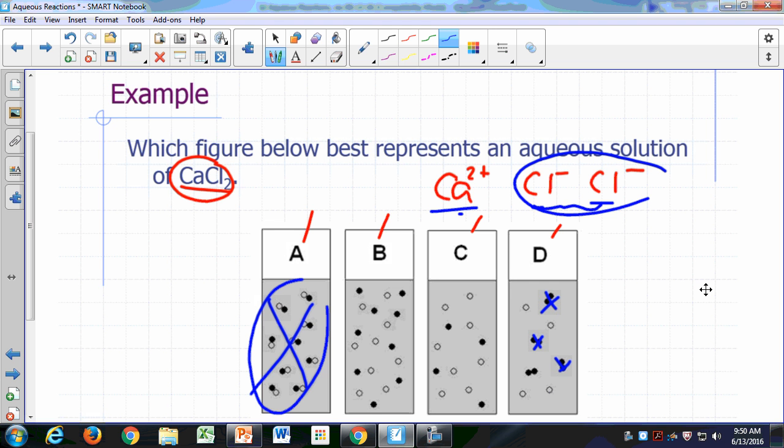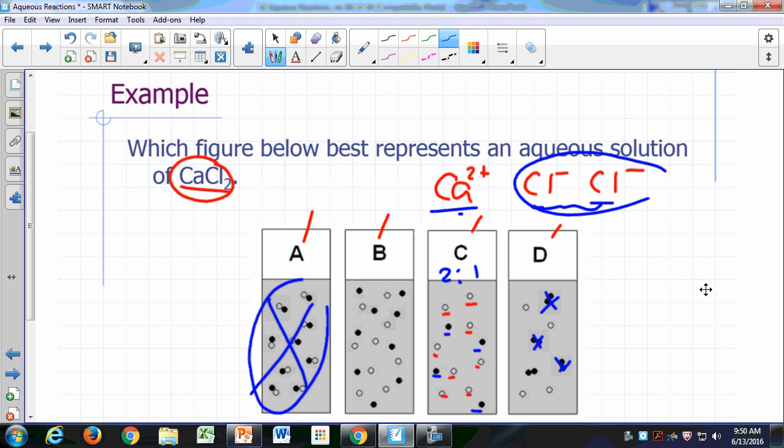So the best answer in this particular case would be this one right here, choice C, because it would appear based on this that you have two of the unfilled circles for every filled circle. If you count the unfilled circles, there's 1, 2, 3, 4, 5, 6, 7, 8. And if you count the filled circles, there's 1, 2, 3, 4. So that's a 2:1 ratio.